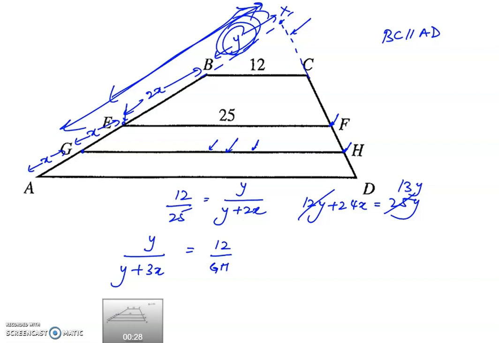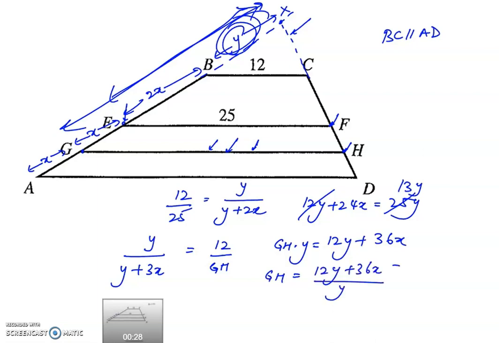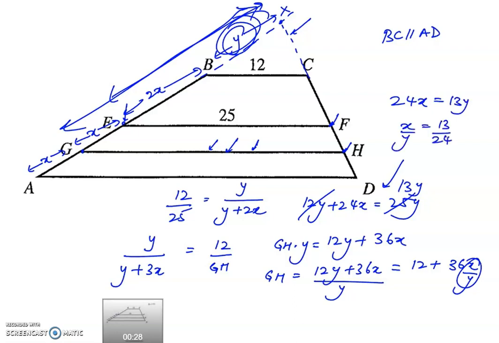Here I'm going to do the same thing. GH times y is equal to 12y plus 36x. And this becomes GH. I'm going to divide both sides by y. So that becomes, dividing each term by y, 36x over y. So I really just need the ratio of x over y, which I do have here, because 24x is 13y, which means x over y is 13 over 24.